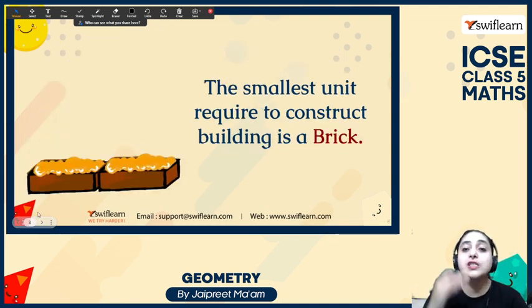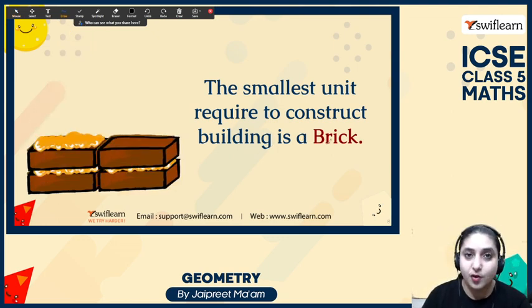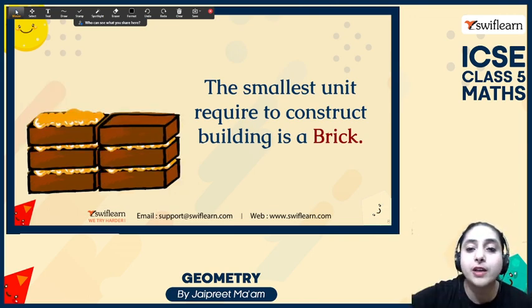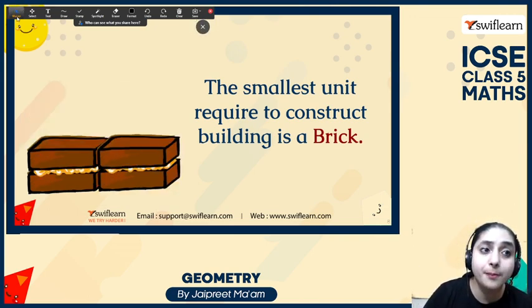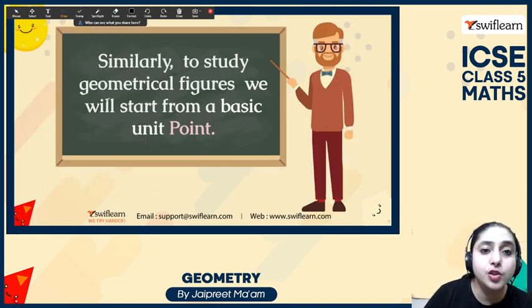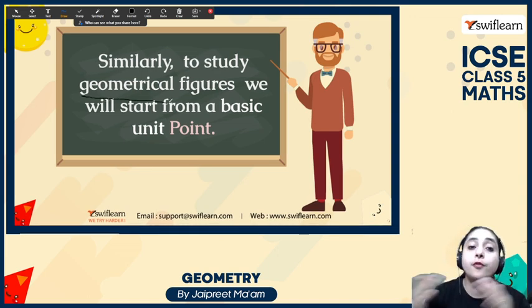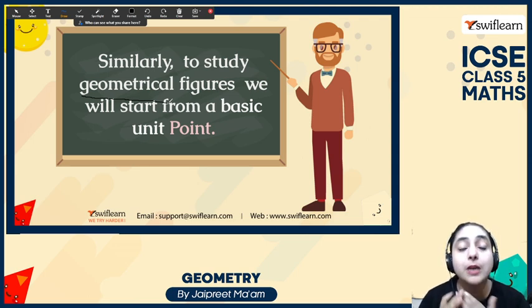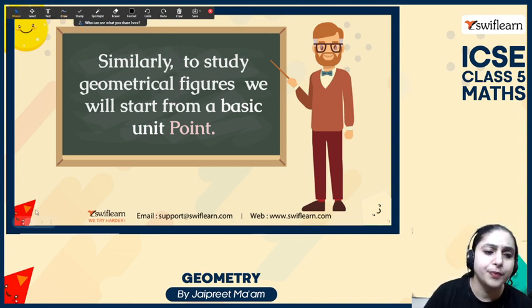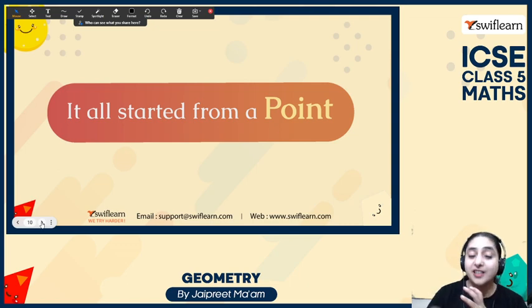Okay, the smallest unit to construct the building is a brick. Obviously, how can we construct a tower or a building without a brick? So this is the basic thing we require. Similarly, to study geometry, to know what geometrical figures are, we have to start from a basic point. So we will start from the basic thing, that is a point. Everything begins with a point. So let's all start from a point.